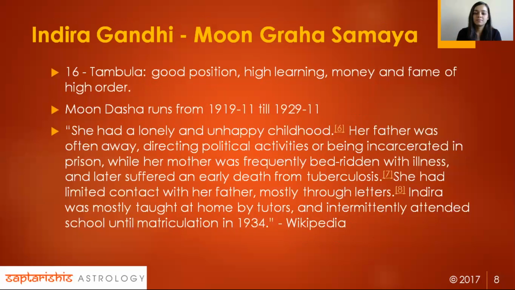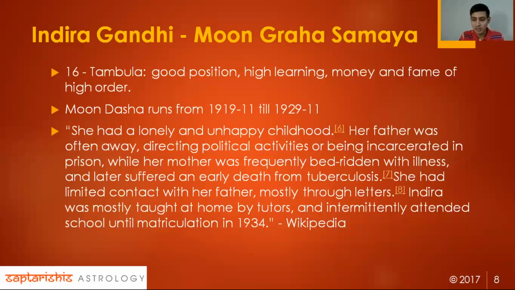And this is again from her Wikipedia page, so I'm not saying anything out of context or anything from my end. It is all there in black and white. So again, Tambula does not go along with the description. Our objective is to explain different ways of calculating Grah Samaya. There are different ways available in different books because different translators have translated it differently.